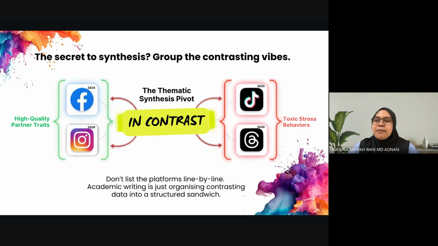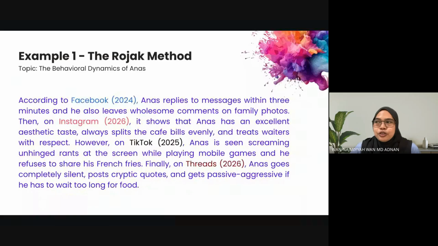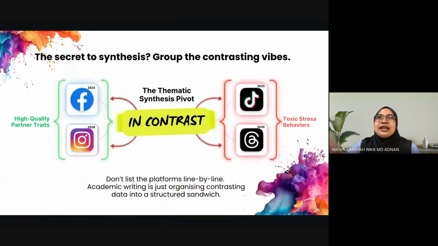So my suggestion is, for synthesization, you should not list by platform, line by line. The literature should not be expressed like this literature said this, said this, said this. Academic writing is just organizing contrasting data into a structured sandwich. It's not like listing. Academic writing should not be just listing. Listing is very superficial, and you should have certain arguments about it. So the first step is, once you have your literature matrix, don't do the rojak method, but synthesize it by grouping them together based on the themes.